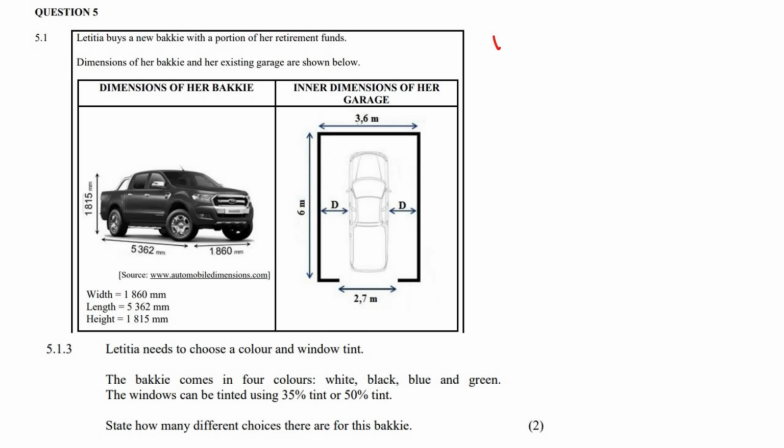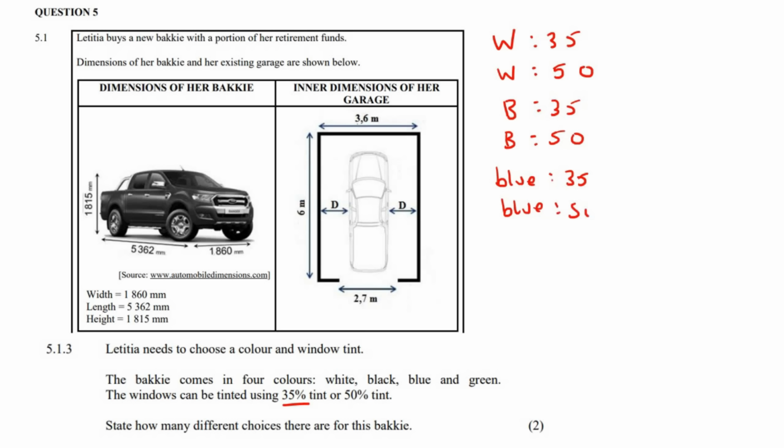You could choose a white Bucky with 35% tint. Okay. You could also choose a white Bucky with 50% tint. You could choose a black Bucky with 35%, or you could choose a black Bucky with 50%. You could choose a blue with 35%, or a blue with 50%. You could choose a green with 35%, or you could choose a green with 50%.